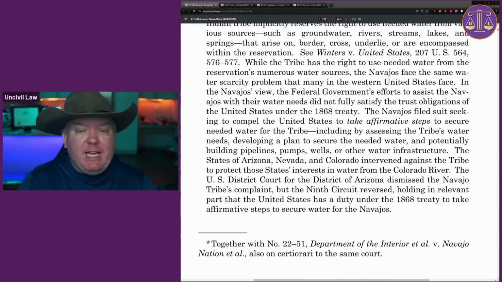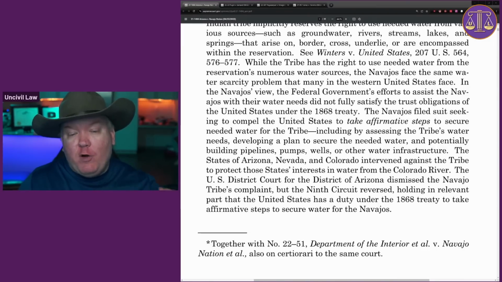Okay. In particular, the Navajo want the United States to help the tribe with developing a plan to secure needed water, and to build pipelines, pumps, wells, and other water infrastructure. The states of Arizona, Nevada, and Colorado intervene against the tribe to protect those states' interests in the water from the Colorado River. Because the river crosses many states, lots of people have an interest in it.